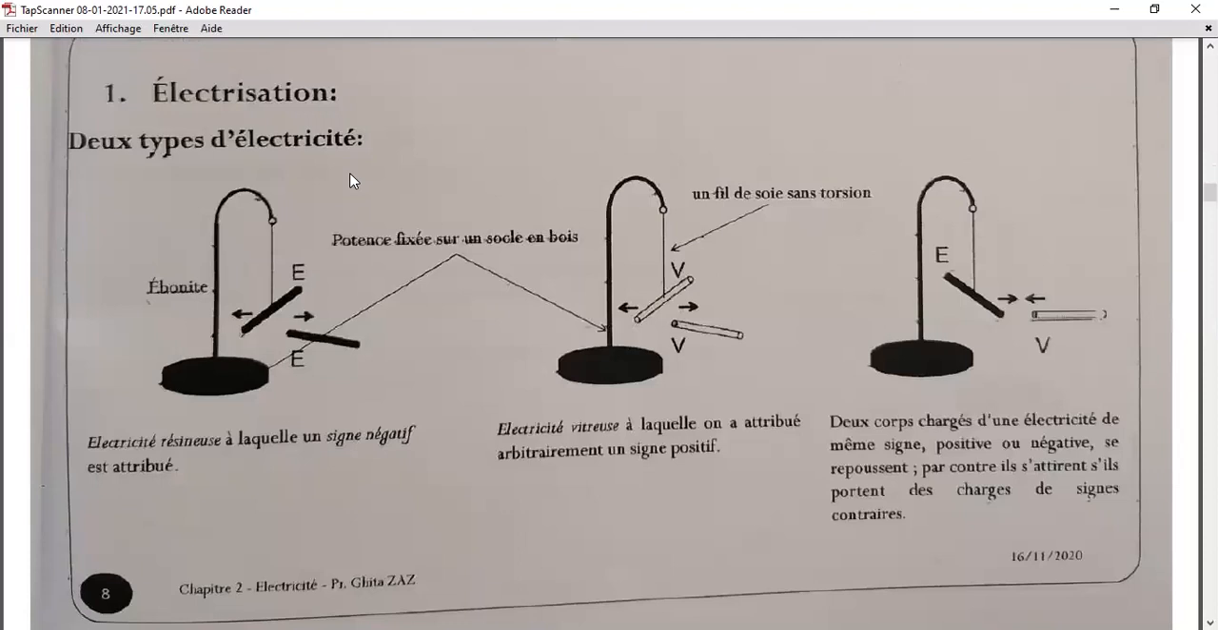When it comes to electricity, you have to know what happens when you rub a plastic: you see that the charges remain stationary. Those are the things we are going to look at in electrostatics. In electrostatics, you just look at the charges which are stationary, which don't move.